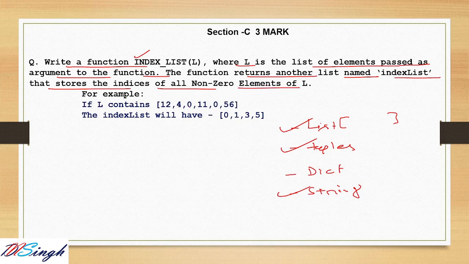So actually what they are asking is, I want the indexes, in another list, of all those elements which are non-zero. So the indexes of 12, 4, 11, and 56 are going to come in the output list, but not the index of this zeroth element and this zeroth element. We will discuss this programming in that category also. Multiple questions are coming, so you have to follow this YouTube channel for further videos. I am going to upload those videos in the near future.